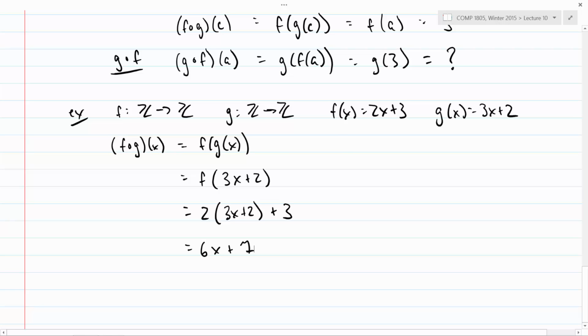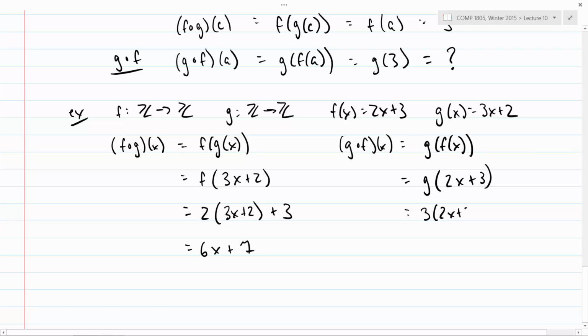All right, what about the other one? So g follows f of x. Well, that's just g of f of x. f of x, I know, is 2x plus 3. And g of x is 3 times its input plus 2. And now I expand this out. I get 6x plus 9 plus 2, which is plus 11.